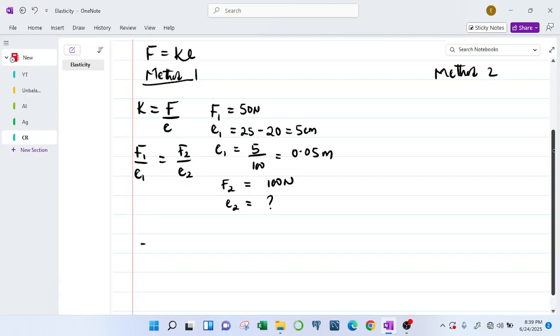F1 is 50. E1 0.05 equals F2 100 divided by E2. From there, simply cross multiply. Now, obviously, you know 50 will multiply E2, and you're looking for E2. So you are going to have to divide both sides by E2 later. But let's follow steps. 50 E2 will be equal to 100 times 0.05.